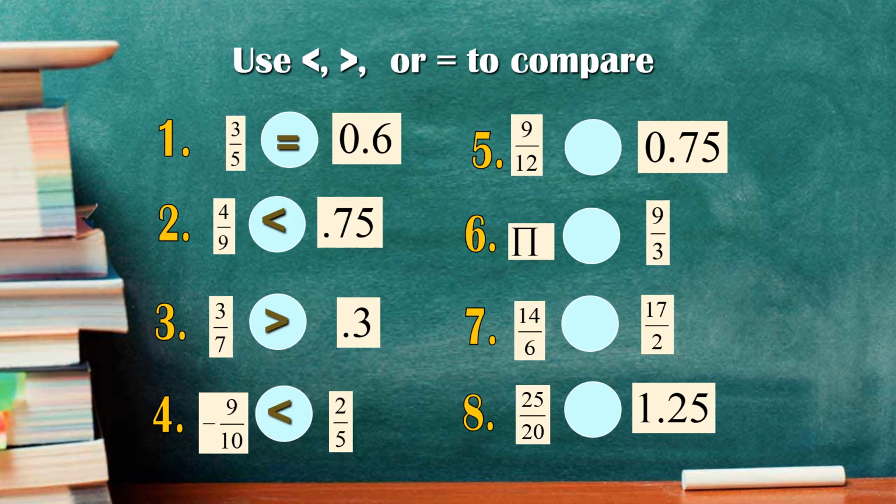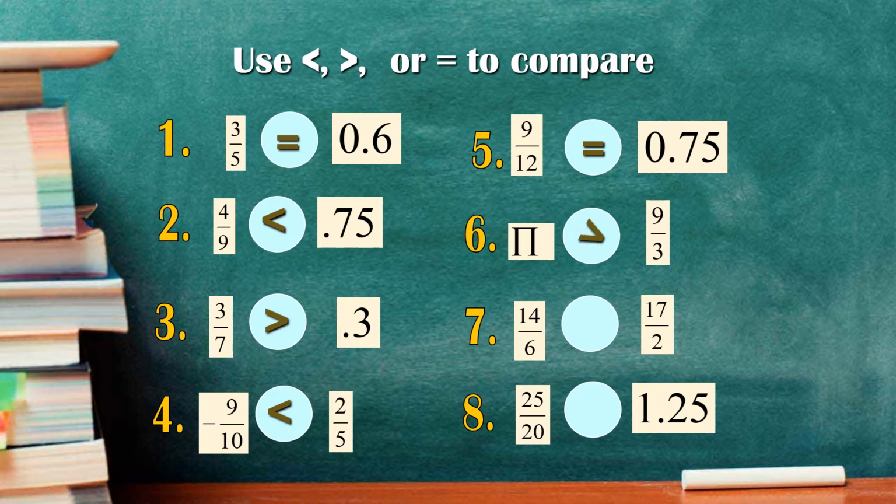Number 4, negative 9 over 10 is less than 2 over 5. So, from the sign alone, it's obvious. Negative and positive: a negative number is less than a positive number. Then number 5 is equal. 9 over 12 is equal to 75 hundredths.